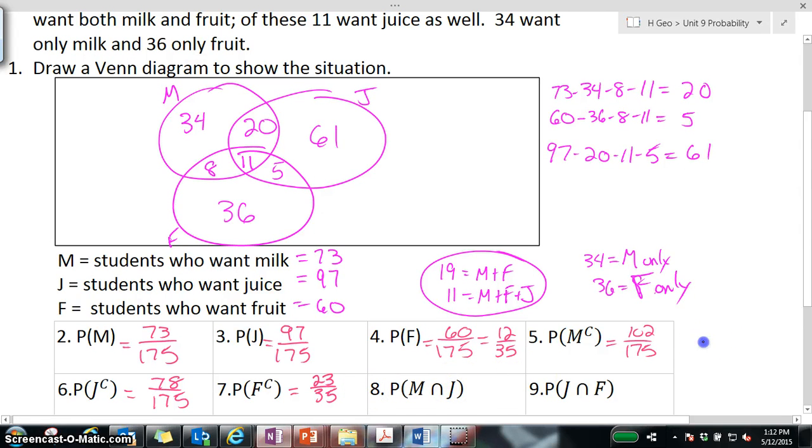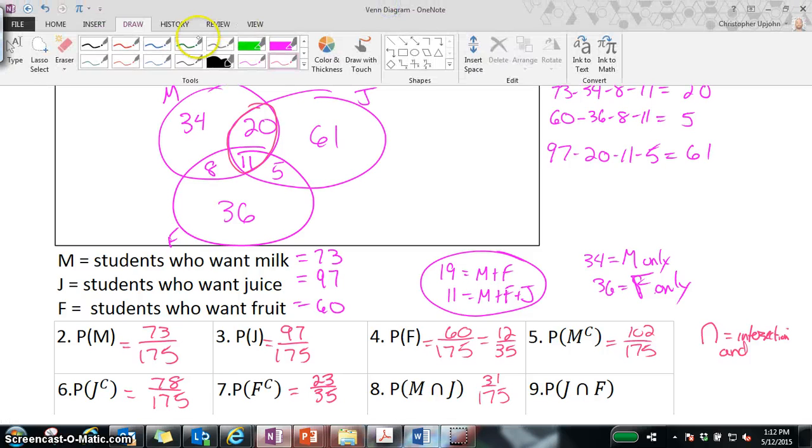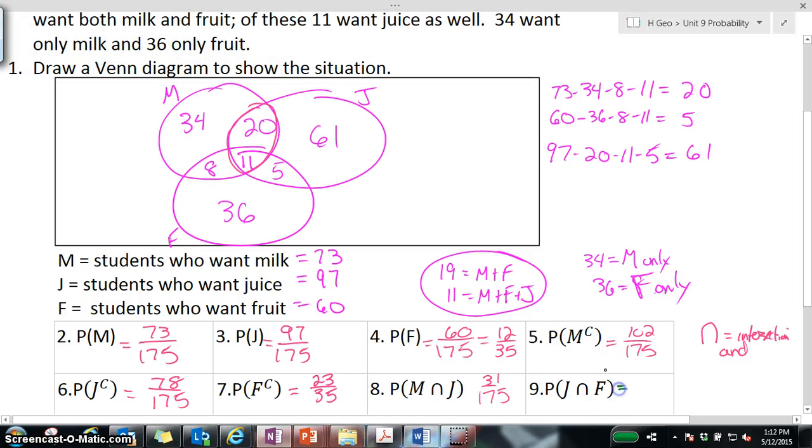Now, remember that that symbol means intersection, with our and. So our and for M and J is this section here. So it's 31 out of 175. Intersection of J and F, let me get a different color here so we can see the difference. The intersection of J and F is here. So 16 out of 175.